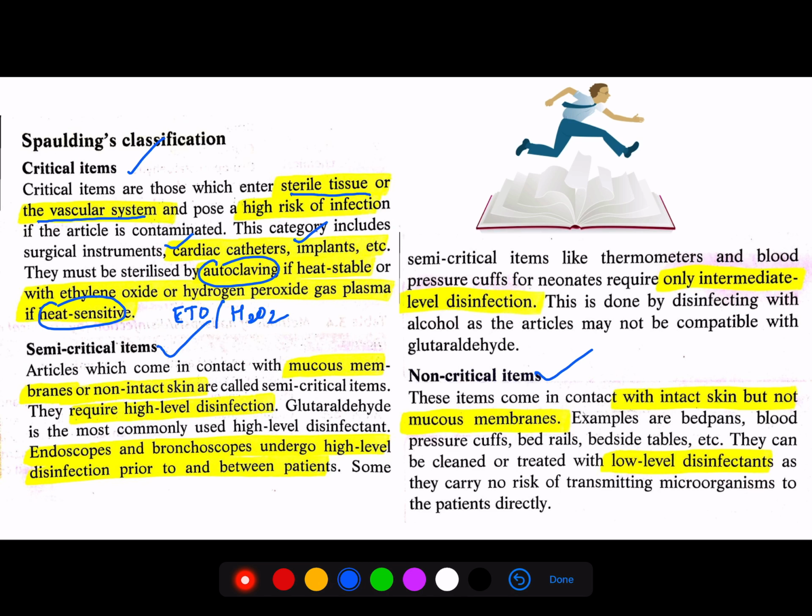The second one is semi-critical, which come in contact with the mucous membrane or non-intact skin. So they require a high level disinfection. And the instruments are endoscopes, bronchoscopes, and etcetera. And the most commonly used disinfectant for this is glutaraldehyde. The next goes to the non-critical instruments which come in contact with intact skin but not the mucous membrane. They require a low level disinfection.